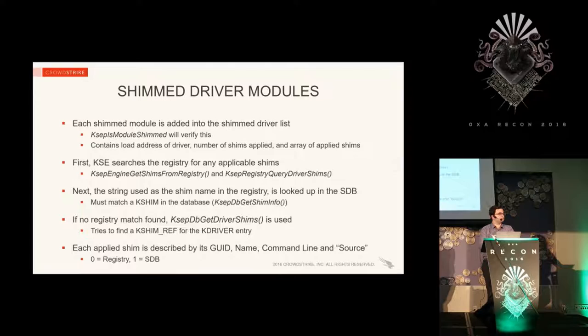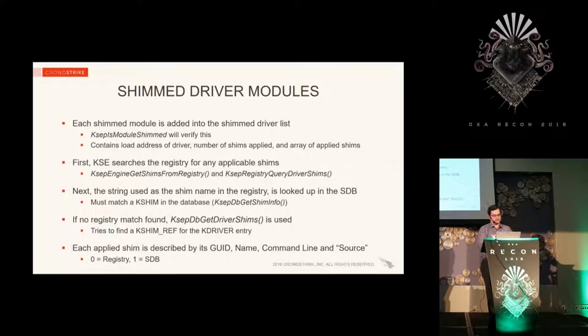Another possibility is there's nothing in the registry, and if there's nothing in the registry, then the SDB file itself can have what are called KSHIM references and can basically identify that this driver and that driver need to be shimmed by that shim, and then the shim is defined in the SDB as well. So I can either shim a driver by putting that in the registry, or by putting that in the SDB. Each shim is described, like I mentioned, by a GUID, a name, a command line, and also a source. So you can know whether this driver was shimmed because of the registry, or because it was in the SDB file, which is useful once we dump these things in memory.